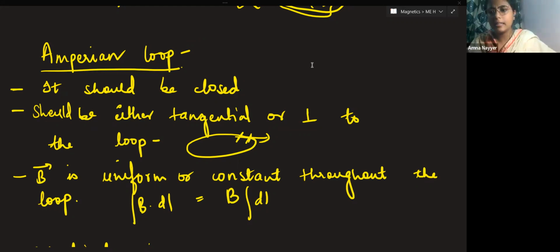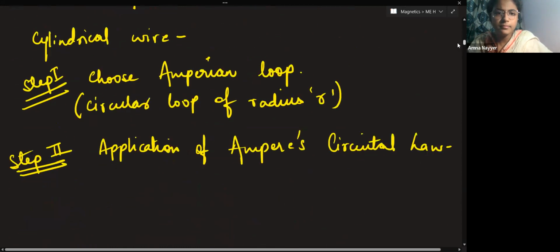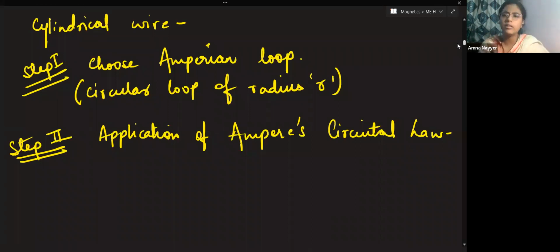See, let's start with the steps. All of you must have written this. So, cylindrical wire we are doing, but from here you can see the steps. See, it's just a name given to the steps. Ultimately, you know what we have to do. Choose an Amperian loop. Right now for the circular wire, we have chosen an Amperian loop that is just in the form of a circle whose radius is smaller. Fine. So step 1 is choose Amperian loop.